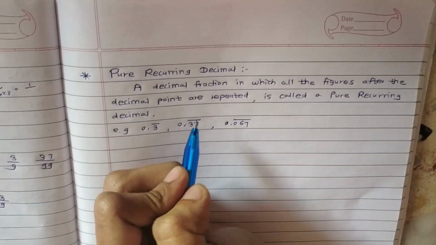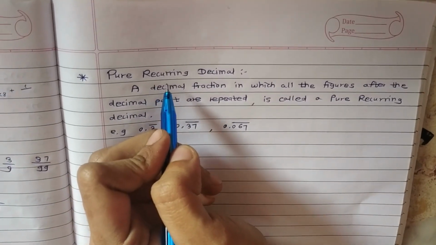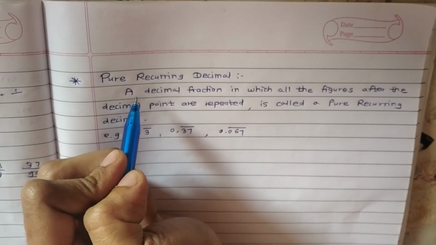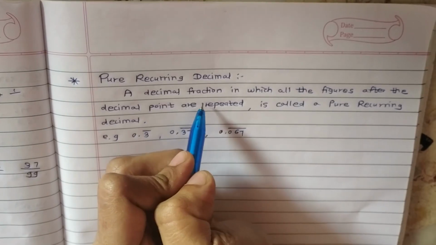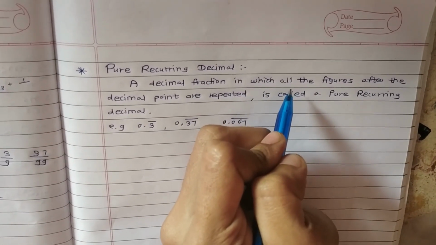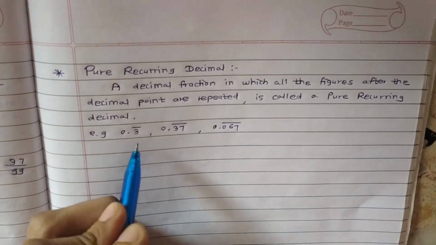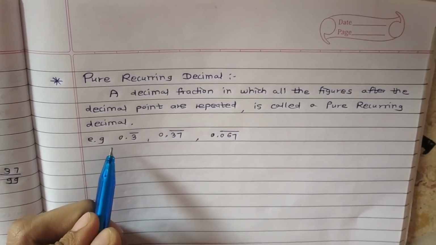Today I am going to discuss what is pure recurring decimal. Let's get started with the definition. Now what is the pure recurring decimal? A decimal fraction in which all the figures after the decimal point are repeated is called a pure recurring decimal. Now we will see what are the examples.